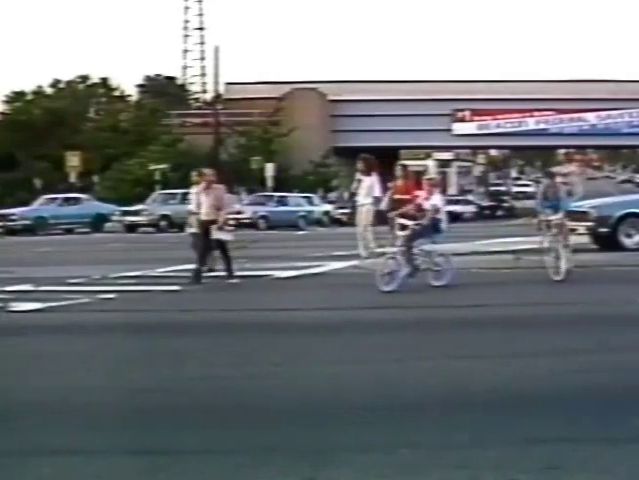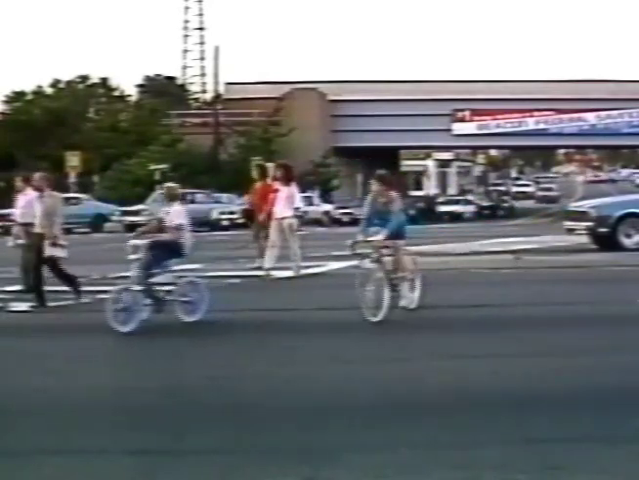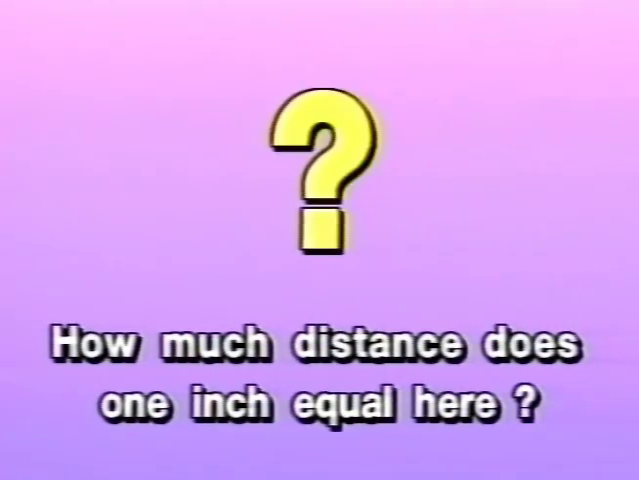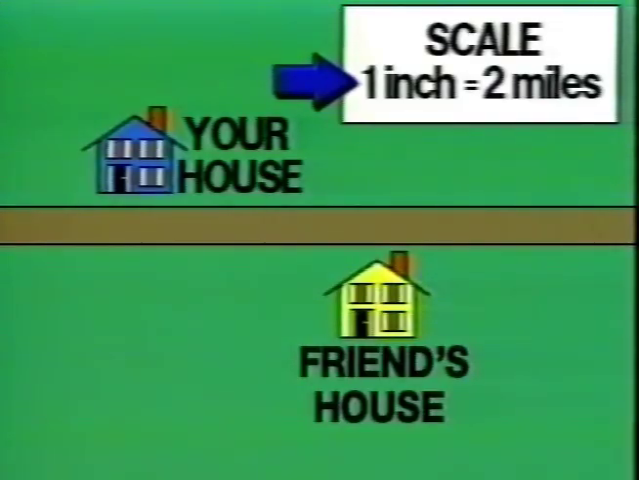For instance, let's say you plan a bicycle trip to visit a friend. On this rough neighborhood map, notice that 1 inch equals a certain distance. How much distance does 1 inch equal here? Here, 1 inch equals 2 miles. These figures are the scale for this map. They tell us what the real distance is that a certain space stands for on the map.